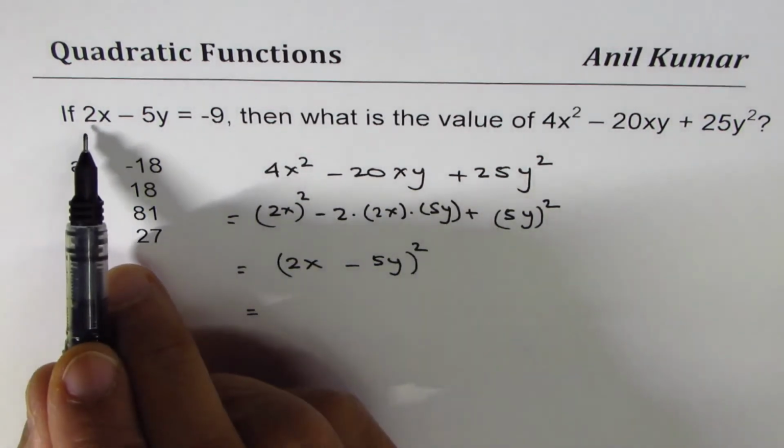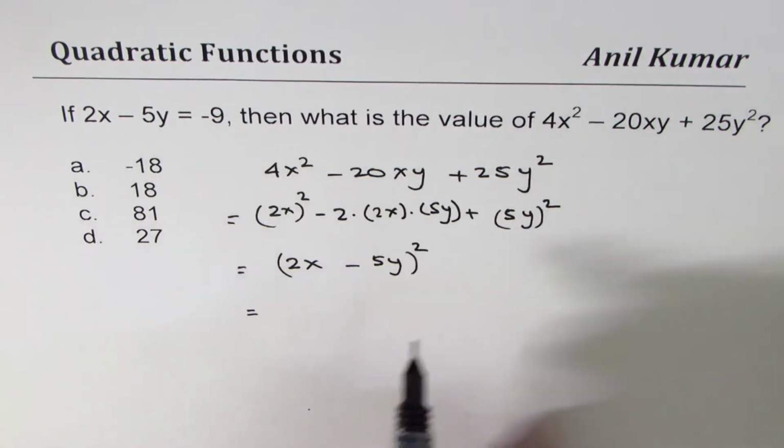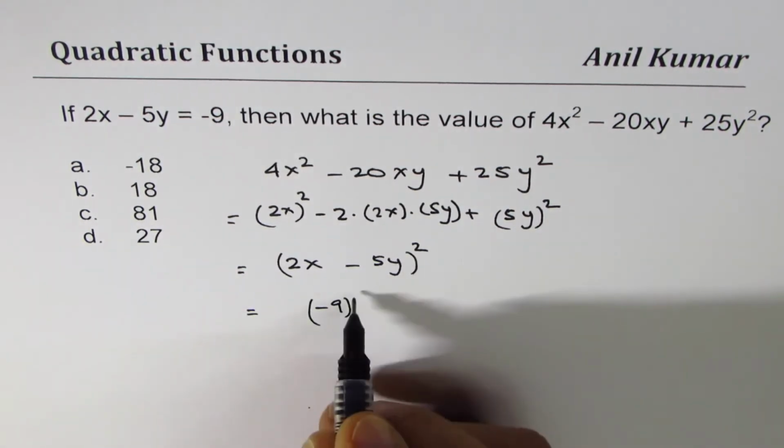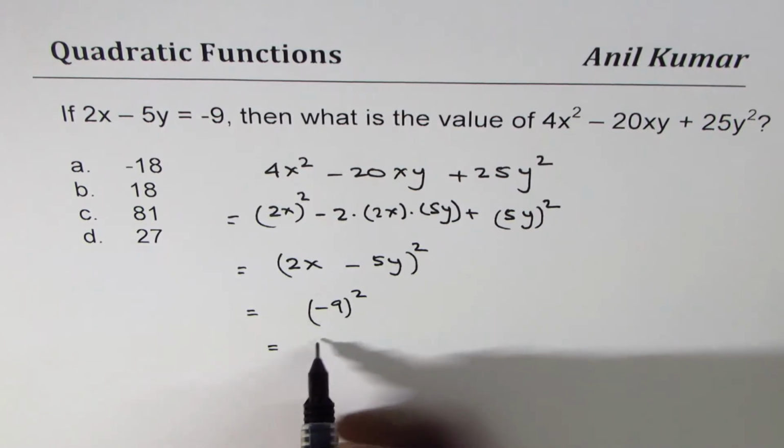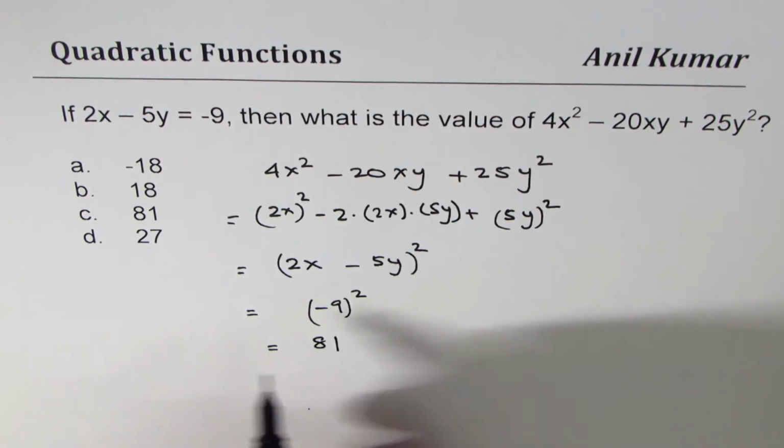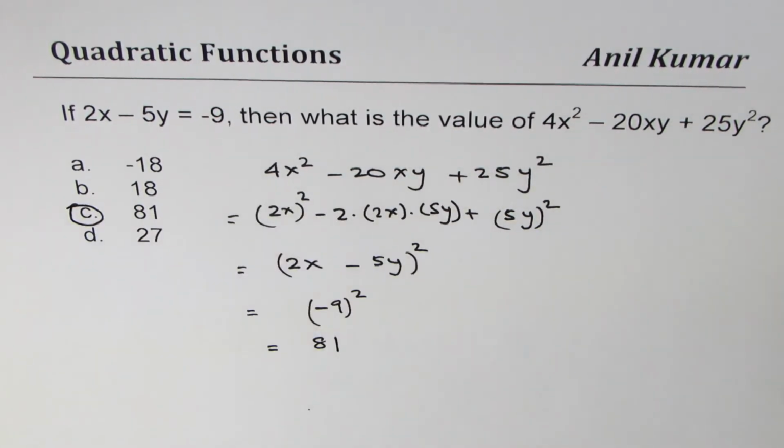Now we are already given 2x minus 5y is minus 9. So now we can do minus 9 whole square, which is always positive, 81. So the answer is C, positive 81.